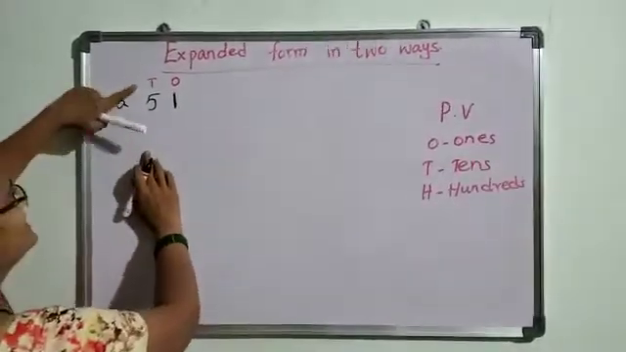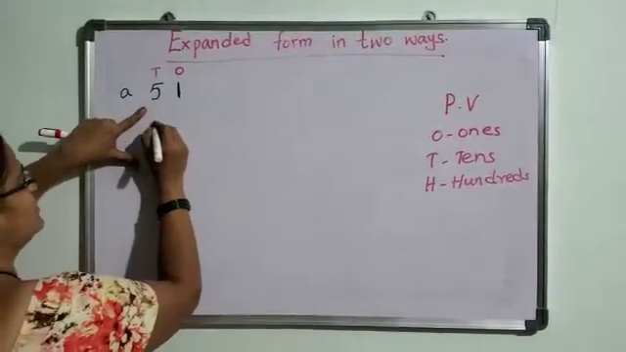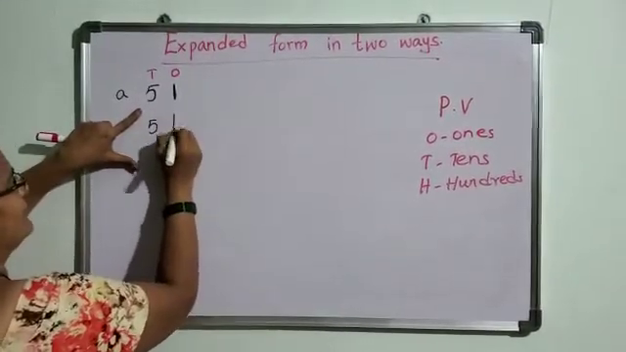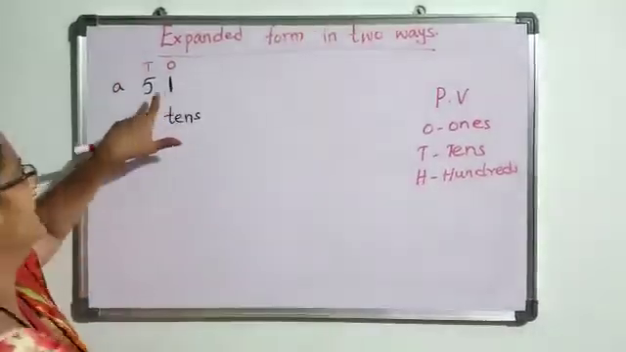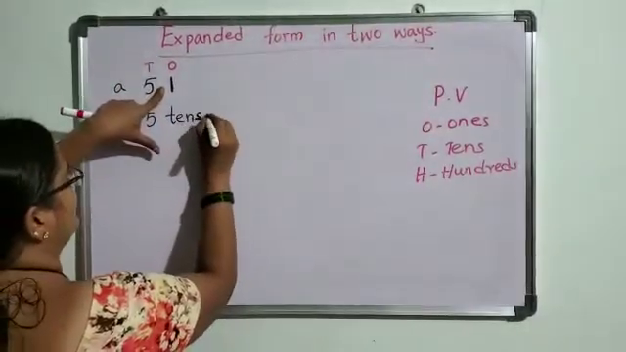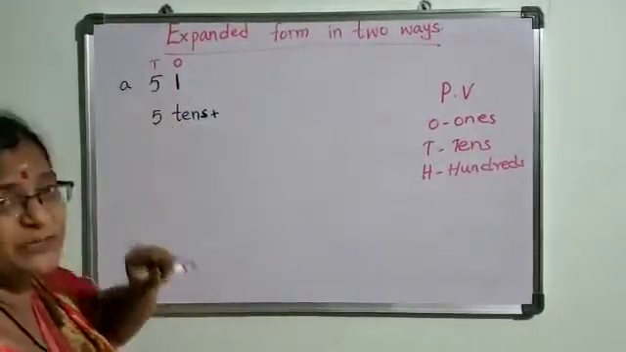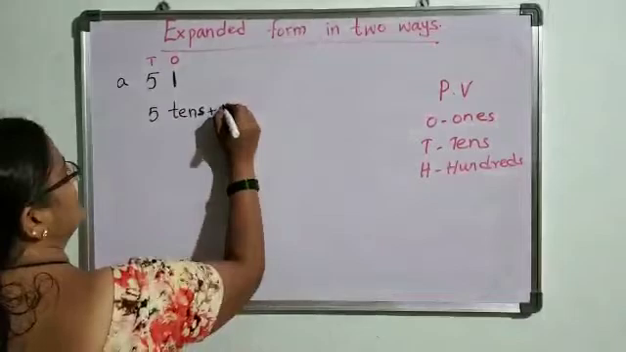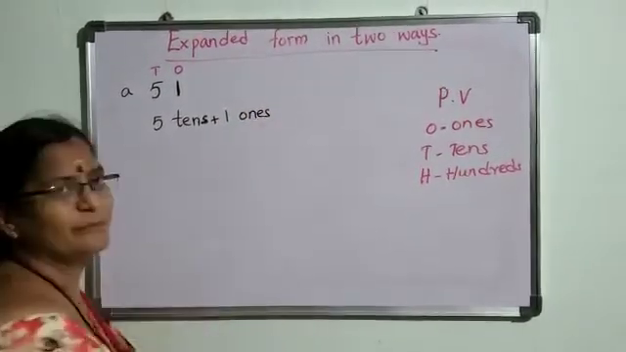Now, here, we will expand that. Now, 5 is in which place? 5 is in tens place. So, you should write here 5 tens. Next, plus. Now, 1 is in which place? Ones place. So, 1 is in ones place.